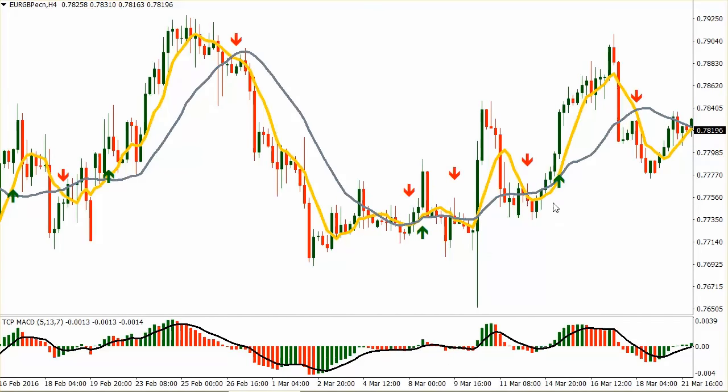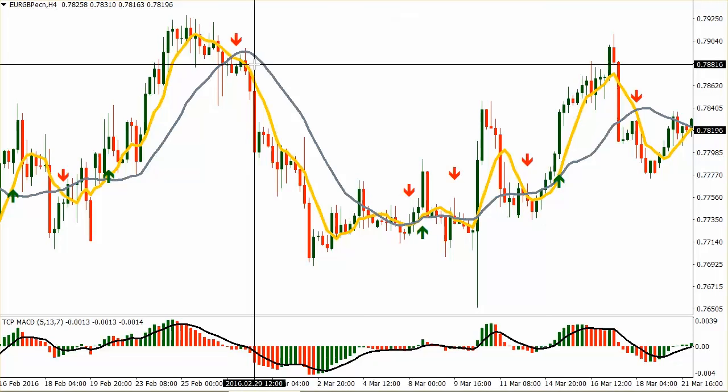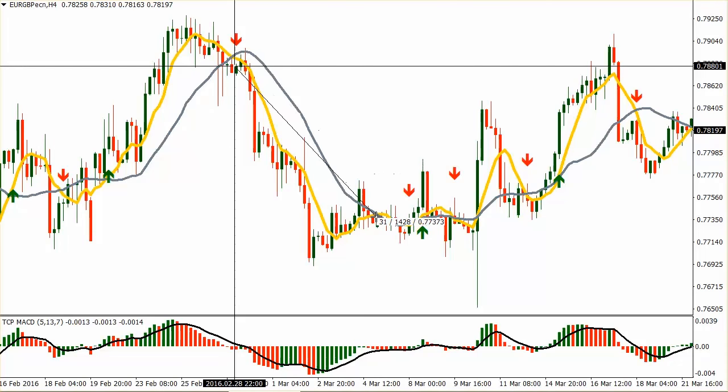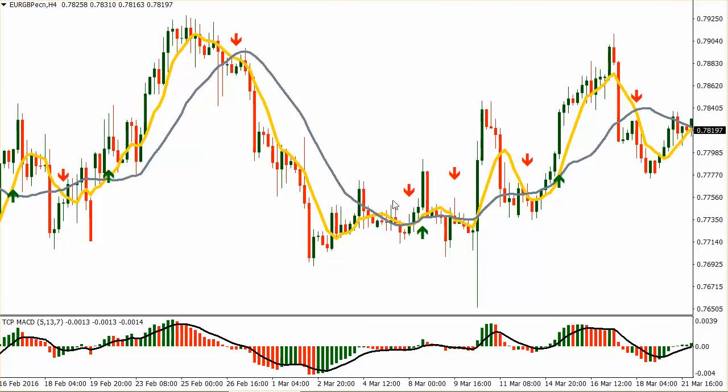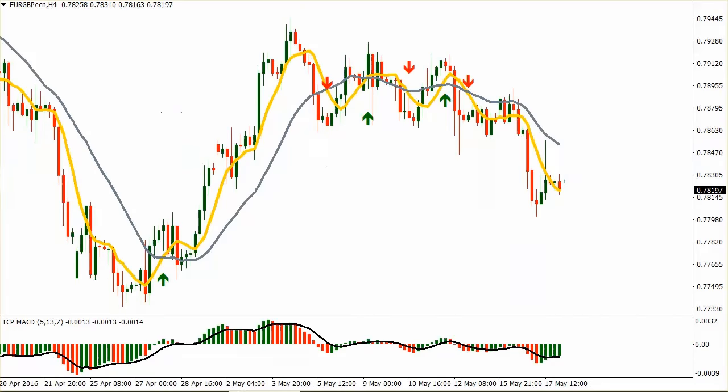You had a couple of losers over here, another big winner down here. And we can go on and on with this. And I'll just go through a few more charts. 140 pips there. So you can afford to have a couple of losers. It's just the nature of trading.